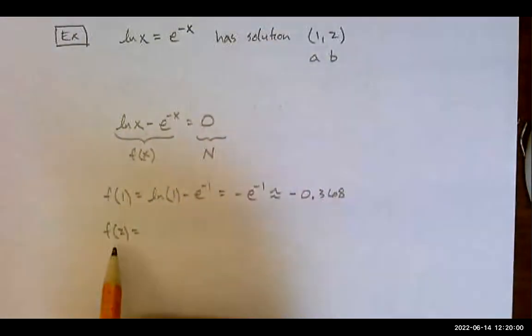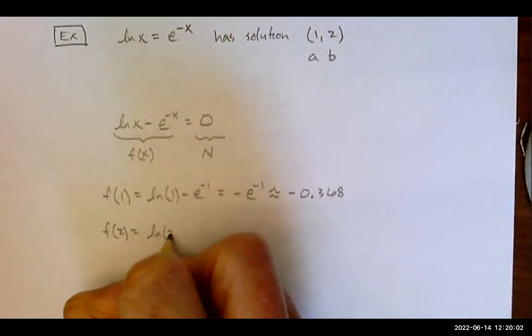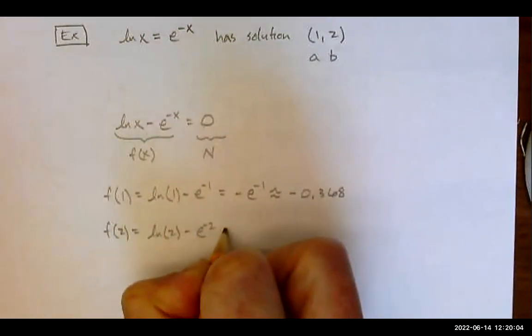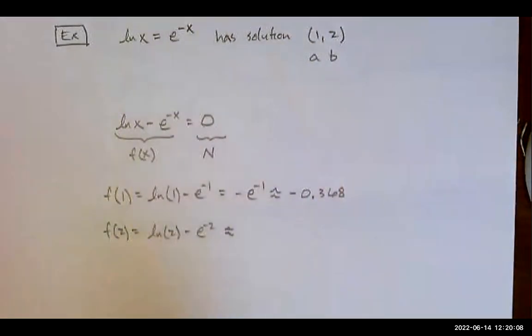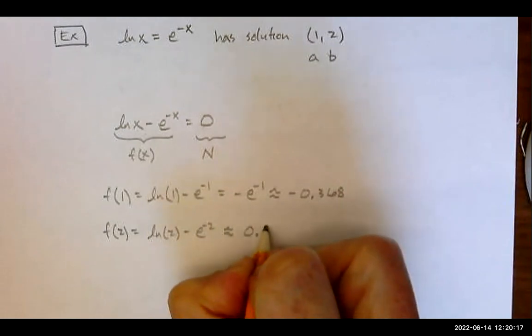How about f of 2? Natural log of 2 minus e to the negative 2. Well, can't simplify that any. I'm just going to put it right into my calculator. The natural log of 2 minus e to the negative 2, just to get an approximation. That's about 0.558.